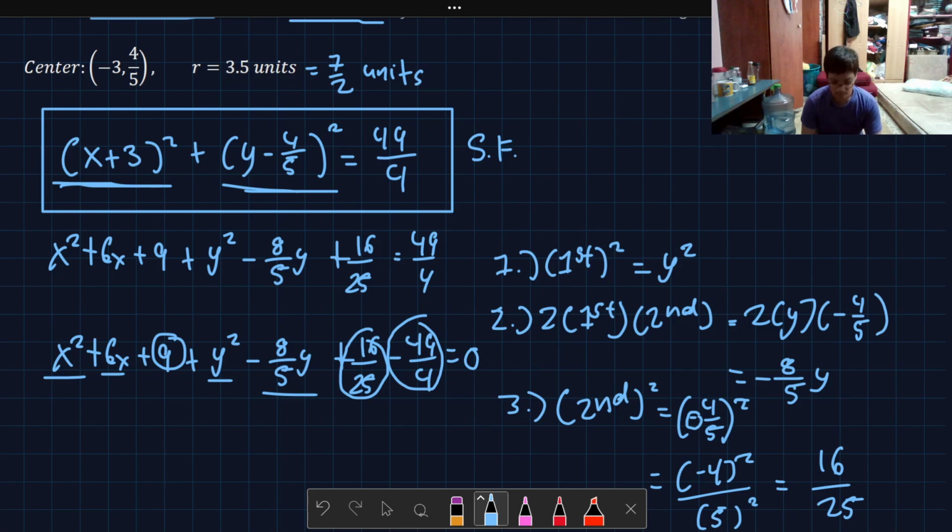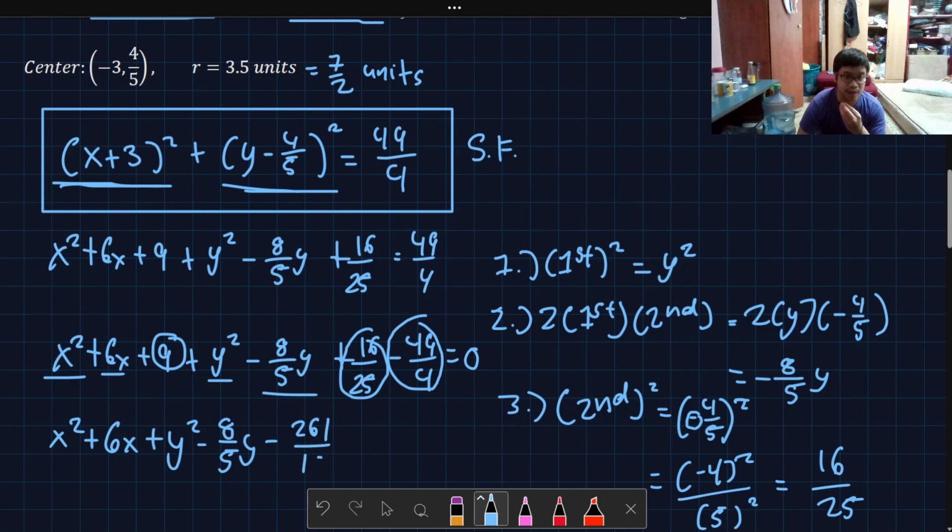So 9 plus 16 all over 25 minus 49 all over 4. That will give us an answer of negative 261 all over 100. All right, negative 261 all over 100 is the answer. But let me copy the other terms first: x squared plus 6x plus y squared minus 8 all over 5y minus 261 all over 100.